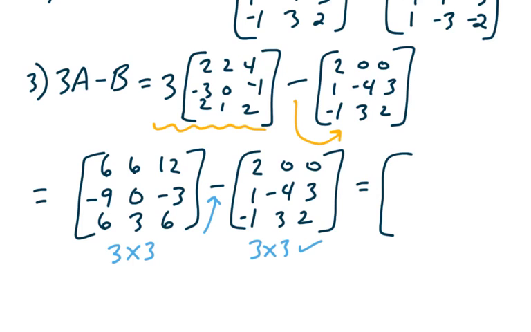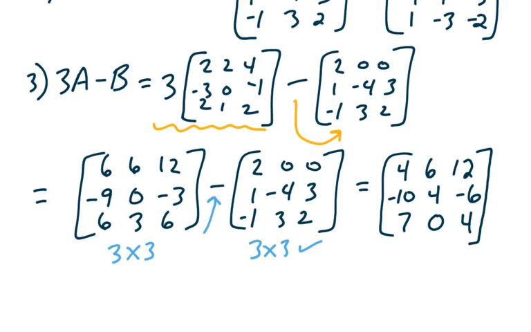So 6 minus 2, 6 minus 0, 12 minus 0. Second row, how about negative 9 minus 1? 0 minus a negative 4 becomes plus. Negative 3 minus 3. Okay, last row. How about 6 minus a negative 1? It's plus. How about 3 minus 3? That was nice. 6 minus 2. This is so easy that it's very easy to make little mistakes. So just be careful on your work.